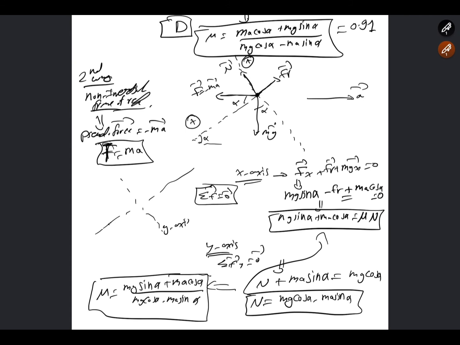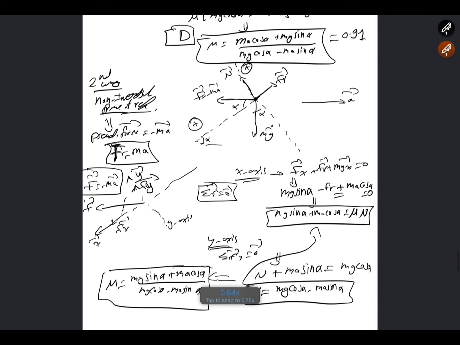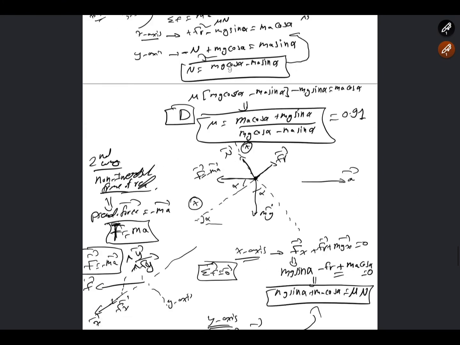MA cosine alpha plus mg sine alpha over mg cosine alpha minus MA sine alpha. Remember that the pseudo-force F has the direction equal to minus MA. But here we put that it is a plus pseudo-force because we consider the positive direction of the axis to be in the direction of the pseudo-force. I mean, this is the positive x-axis and this is the positive y-axis. And since the pseudo-force is in this direction, the x-axis part of it and the y-axis part of it are along the positive direction of the axis of motion that I considered. Okay, don't get confused by this idea.